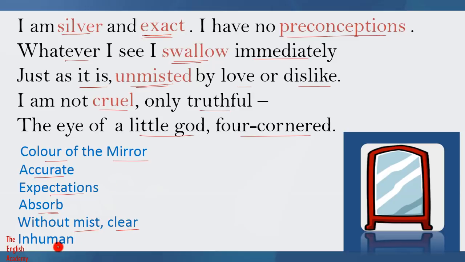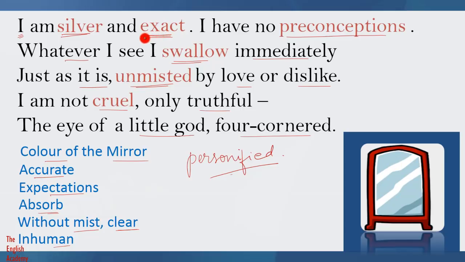Cruel means inhuman, harsh. So over here, first of all, this I stands for the mirror. As I have told you earlier, in this poem, the mirror has been personified. The mirror is narrating its own tale to us. So the mirror is introducing itself and it tells about its description. It tells about its appearance. It says, I am silver in color. When we look at the mirror, the color of the mirror appears to be silverish.